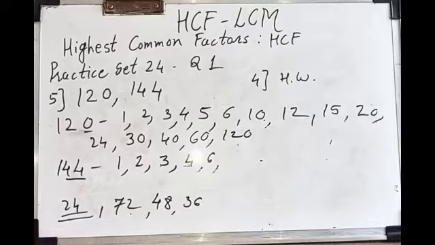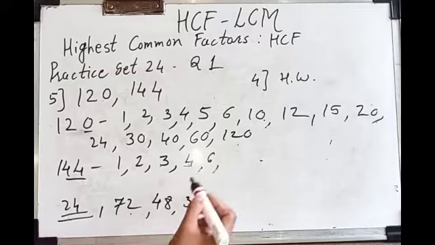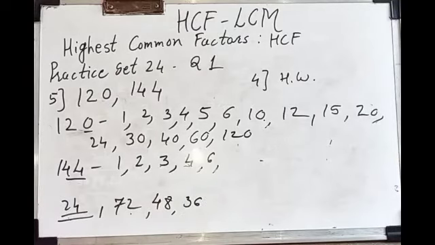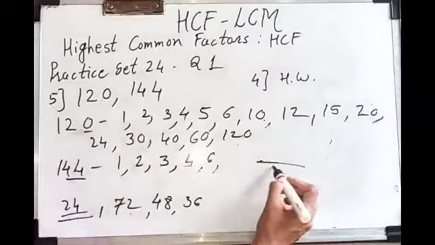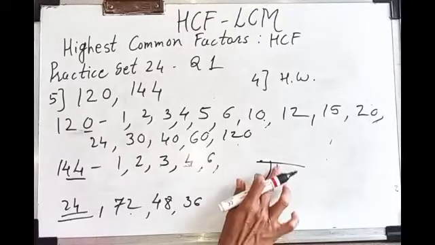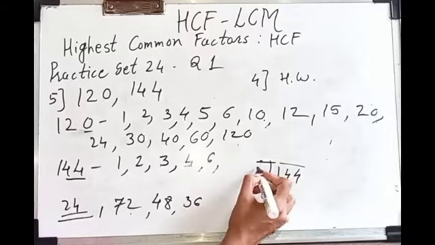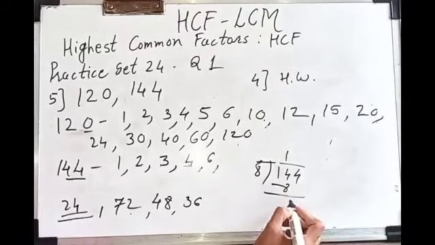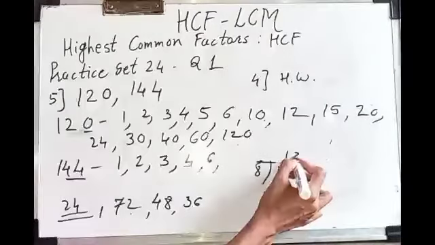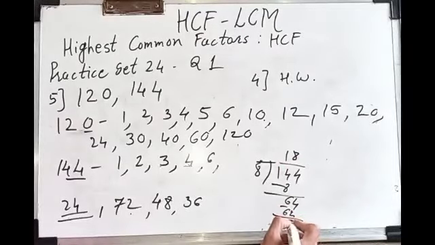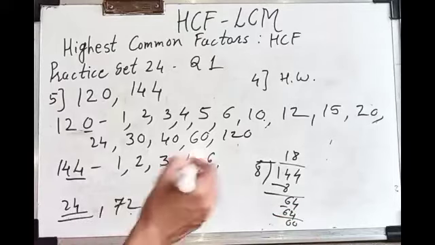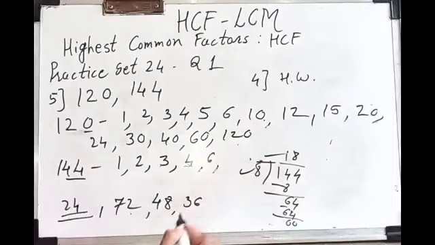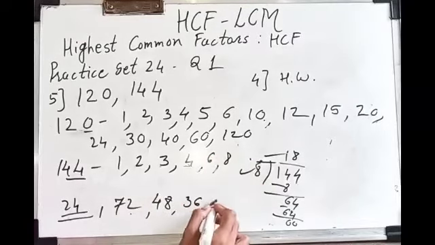Okay, now we have to write all these factors in ascending order. 1, 2, 3, 4, 6, then 7 will not come, 8 will come, I think. So you have to divide 144 by 8. Yes, 8 also comes because the remainder is 0. So 8 and 18, both are factors. 8 and 18 I will write down.